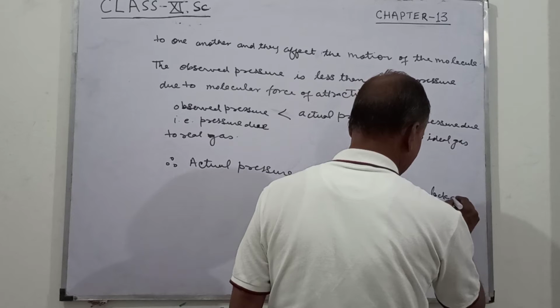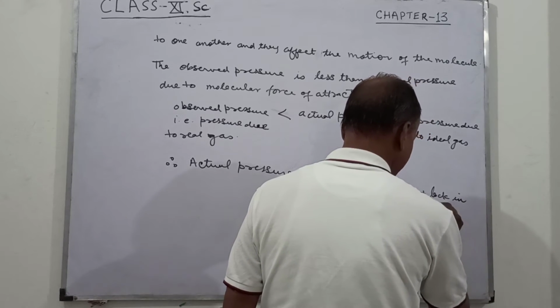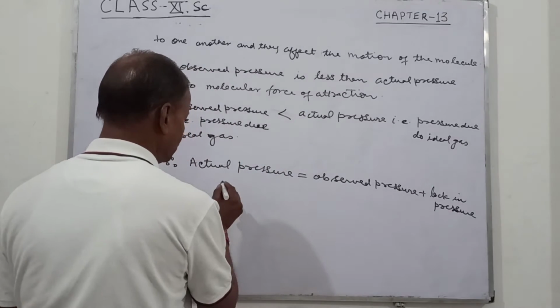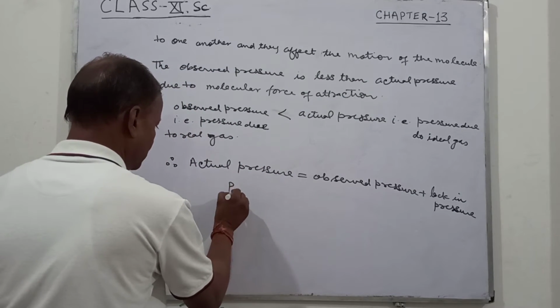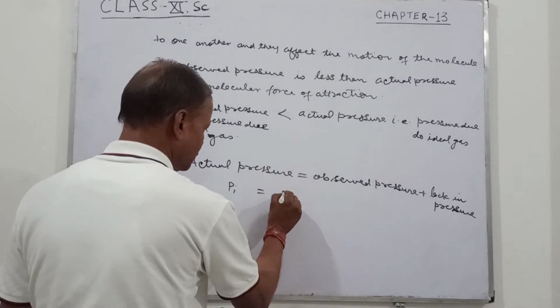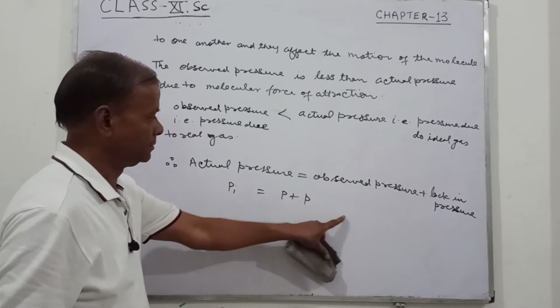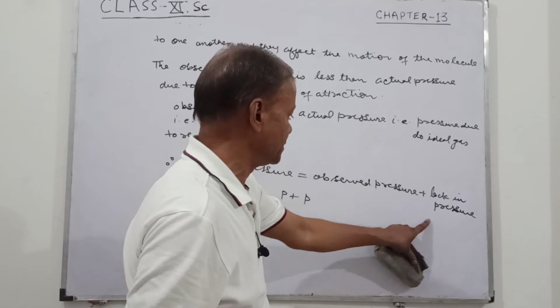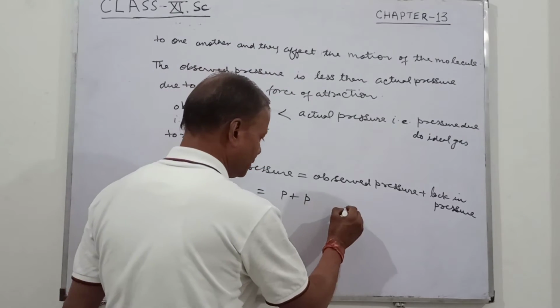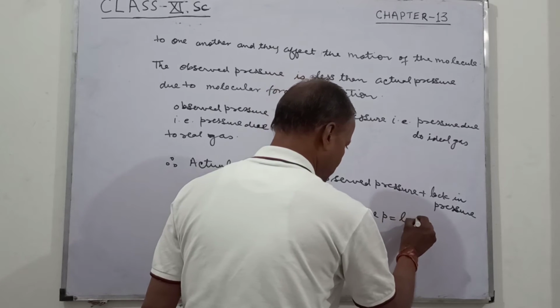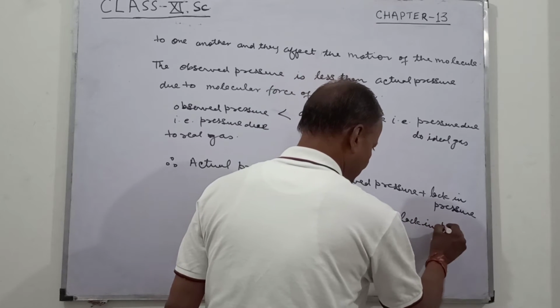Lack in pressure. So this actual pressure is what? P_i is equal to P plus small p. Small p is the lack in pressure, where p equal to lack in pressure.